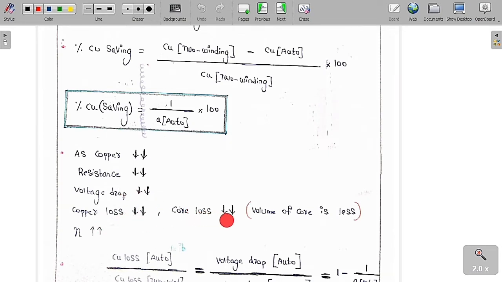The core loss also decreases because the volume of core is less, because here we are going to use only half of the core, not the full core. So the loss decreases, which means efficiency is increased. So now we can say that as the copper decreases, the resistance decreases, so the voltage drop decreases, so the copper loss decreases, and the core loss also decreases because we need only half of the core, not the full core. Therefore the volume of core is also less. If the loss decreases, efficiency will increase.